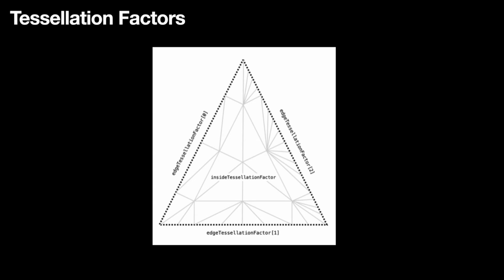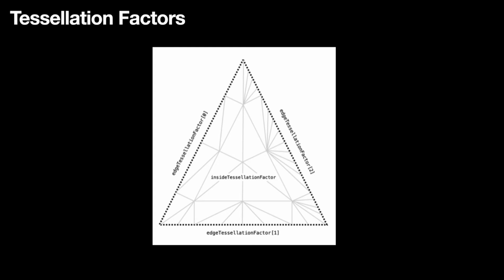Per patch tessellation factors specify how much each patch is subdivided by the tessellator. The tessellator is a fixed function pipeline stage that creates a sampling pattern of the patch surface and generates graphics primitives that connect these samples. For a triangle patch, we specify three edge tessellation factors, which describe how the outer edge is refined, and one inside tessellation factor, which describes the subdivision of the interior region of the patch.